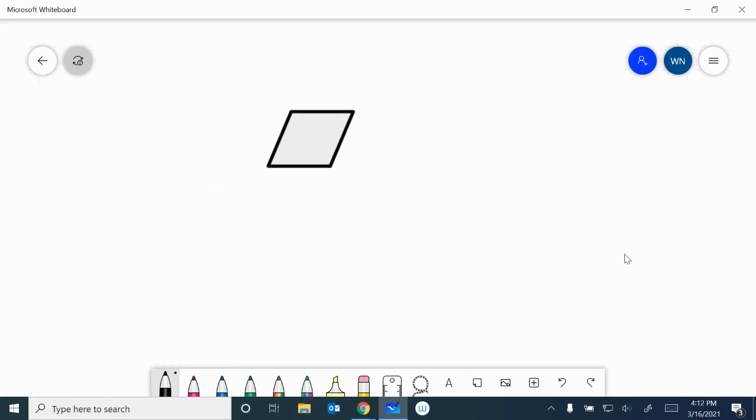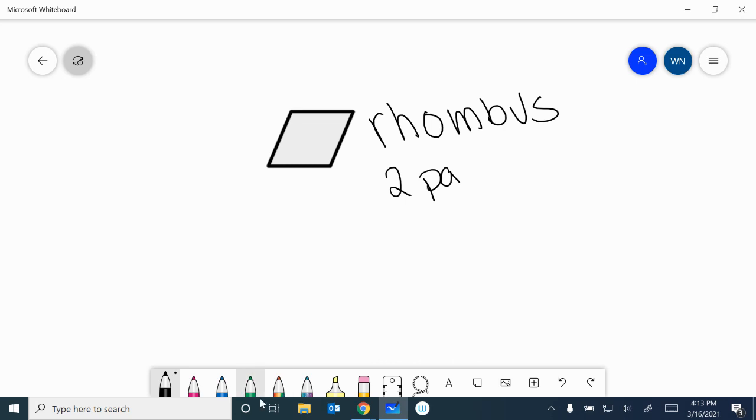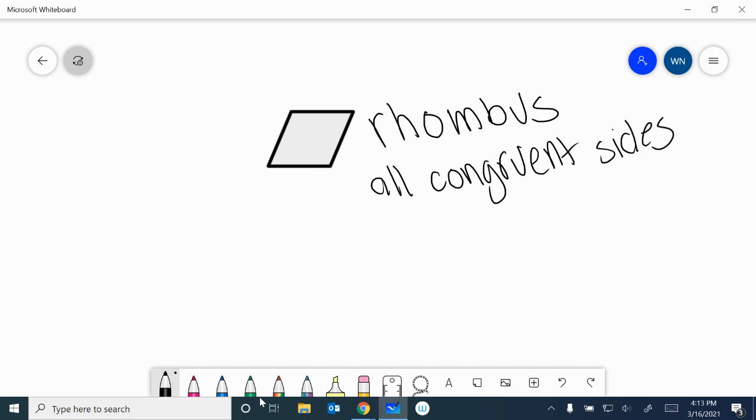This is a rhombus. R-H-O-M-B-U-S. Rhombus. Now, a rhombus is a special parallelogram with all congruent sides. All congruent parallel sides.